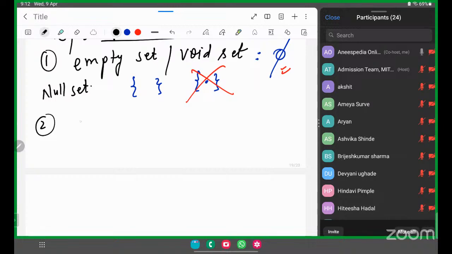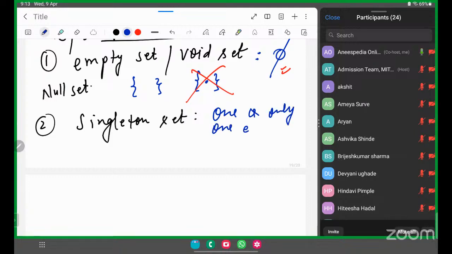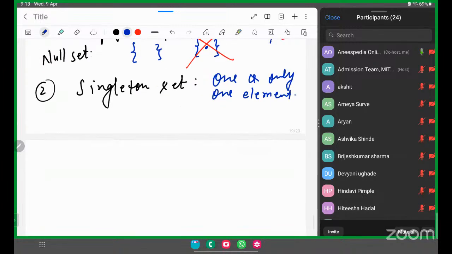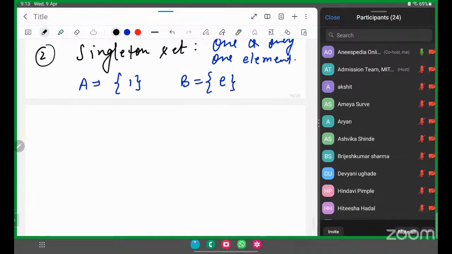Second is singleton set. Singleton set is a set which contains one and only one element. For example, we have set A contains one, or we have set B. Set B is what? Let's say this is E. So these all are singleton sets.